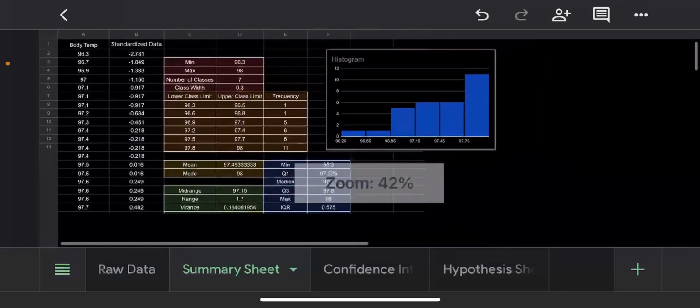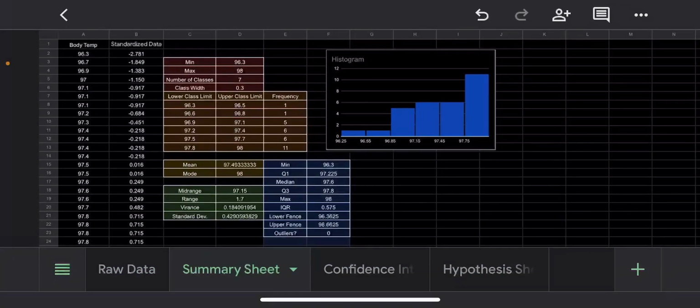For my summary sheet, I chose the body temperature data, and right next to it in column B is the standardized data. This represents how far these values are away from the mean in terms of standard deviations.